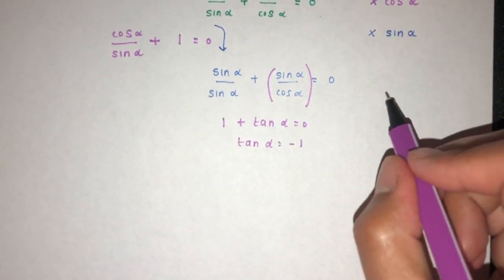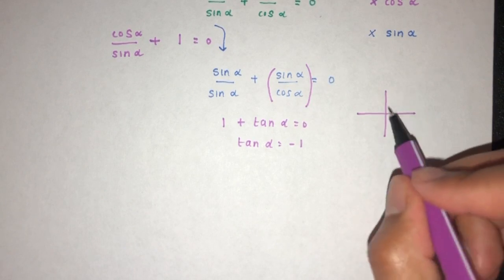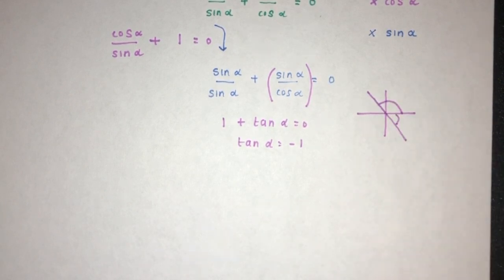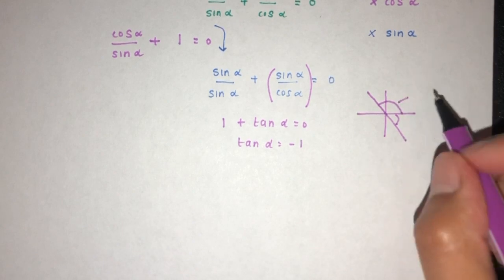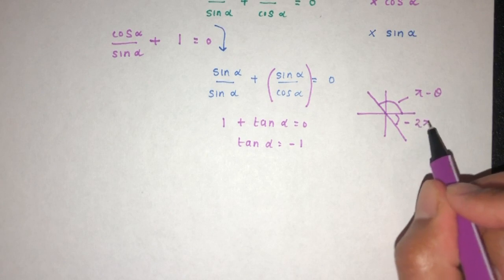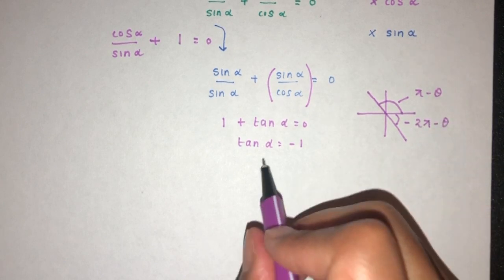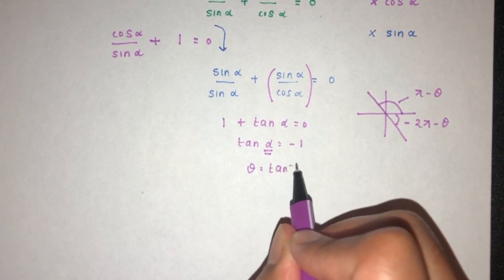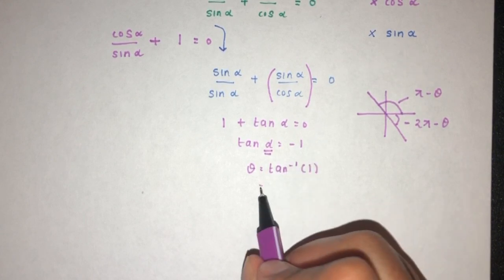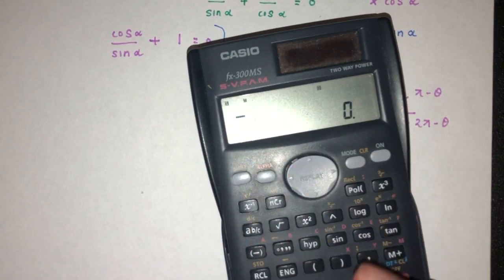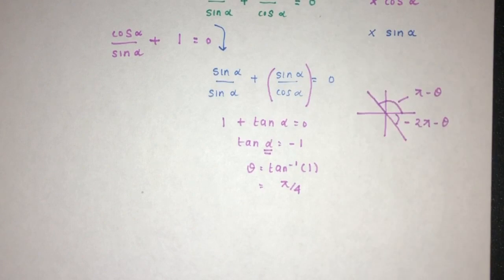Now we understand that when tan is negative, it will be in the second quadrant and the fourth quadrant, right? Obviously this will be pi minus theta, and this will be 2 pi minus theta. Again, theta is not your answer yet. Here we have to find alpha, but theta will be tan inverse of the positive value of 1. That will be pi by 4. Let's check: tan inverse of 1 is 45 degrees, which is pi by 4.